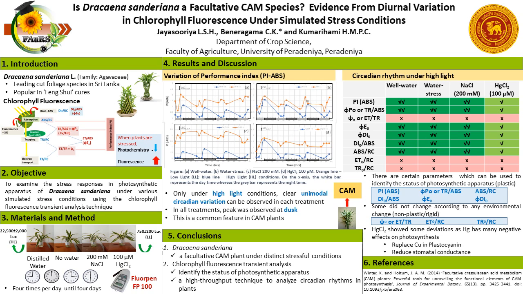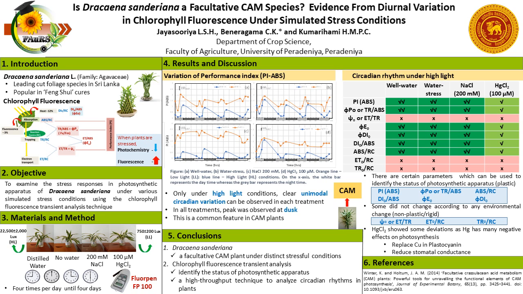Very interestingly, we found that there are certain parameters that show these circadian rhythms in Dracaena as well. Generally, we use the term circadian rhythms to describe observable oscillations that occur within a 24-hour period. In this figure, the overall performance of photosystem 2 is illustrated. From the blue line you can see a clear unimodal circadian variation in each and every treatment under high light conditions, but it is not identifiable in low light.